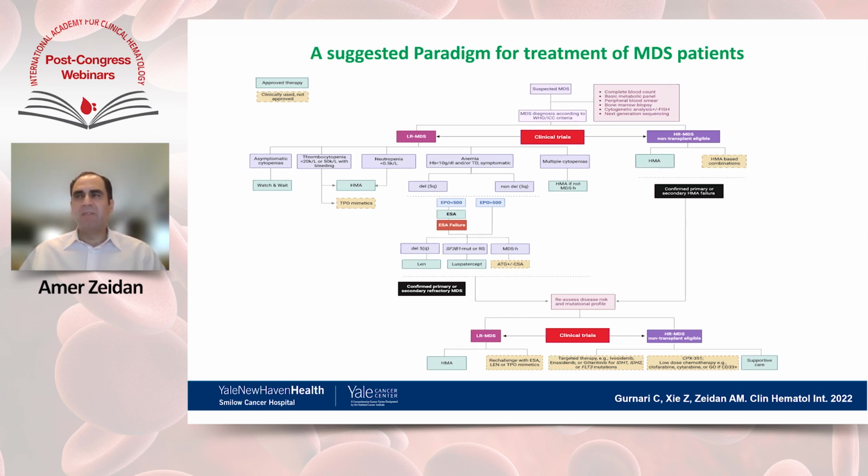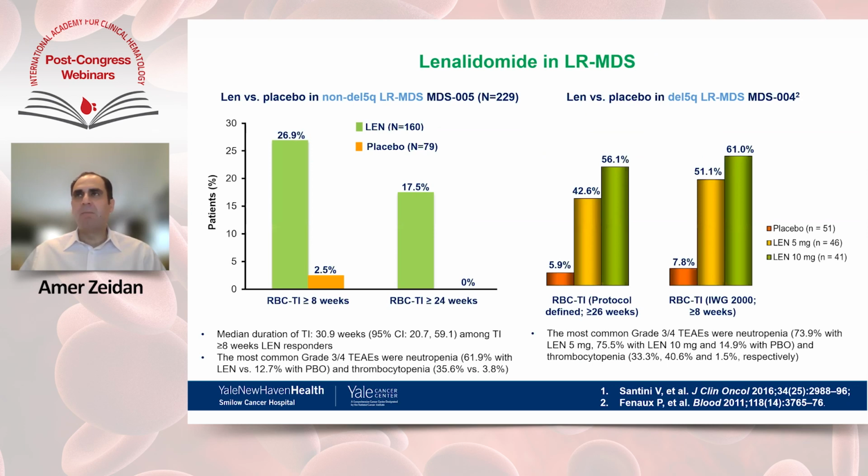Now, after ESA failure for lower risk disease in patients who have ring sideroblasts, we have an approval in the year 2022 in the US for luspatercept, which I will talk about later. But this ASH has a number of, I think, important updates in the management of MDS, especially lower risk, that I think are worthy of discussion. So as a reminder, lenalidomide is currently approved for patients who have transfusion dependence.